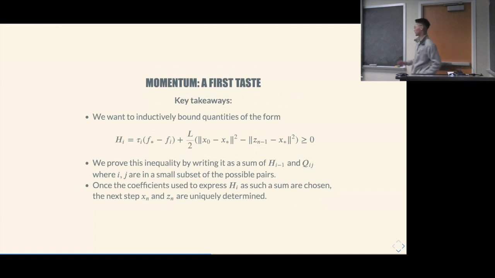So the overall conceptual things I want you to take away from this are that you want to prove an inequality of this form by induction, and you do that by writing the next inequality of this form as a non-negative combination of your previous inequalities and the interpolation conditions. And then once you know what it is that you're trying to do, there's a unique choice of xn and zn that actually makes this overall proof strategy possible.